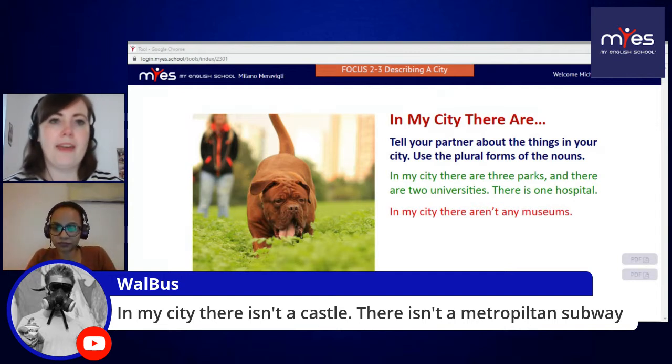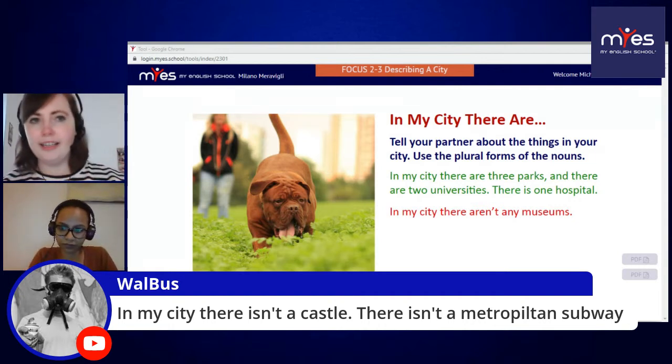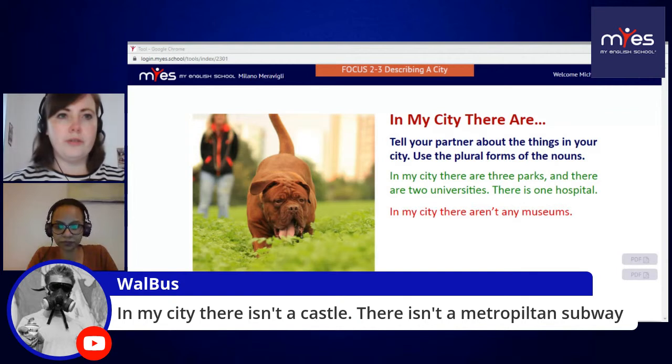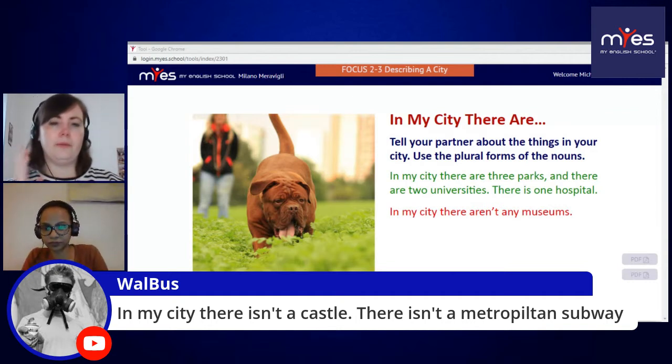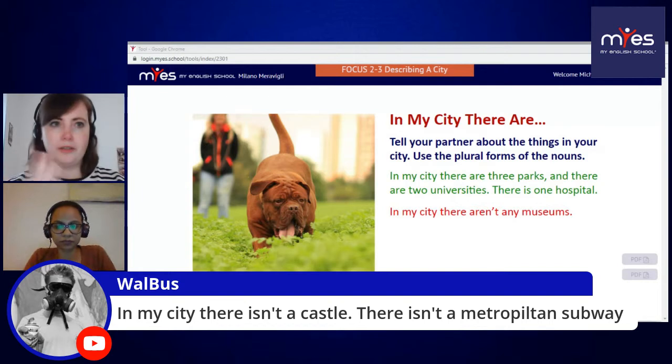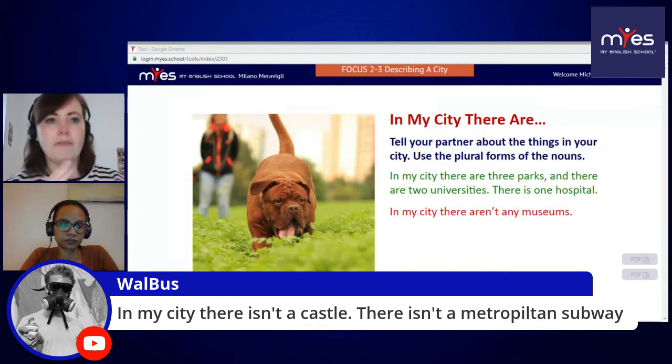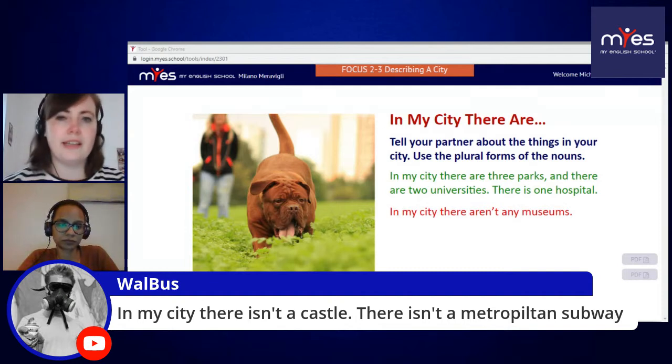So subway is American, and then also you can say underground as well is another way to say it. But yeah, because here we say metro or metropolitan, so we can just say subway by itself because it's the word we use in English.